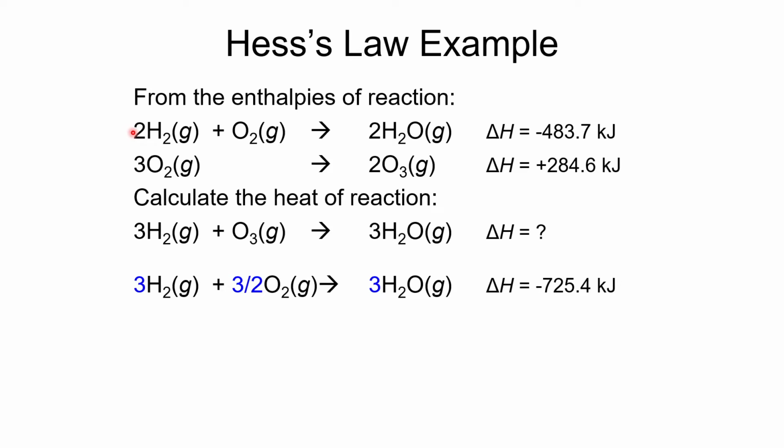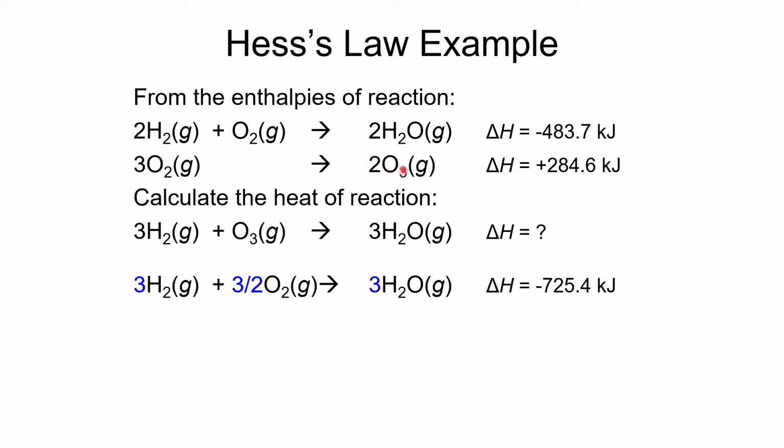When we multiply the top equation by 3 halves, 3 halves times 2 gives us 3. 3 halves times 1 gives us 3 halves. 3 halves times 2 gives us 3. So that took care of our hydrogen. To get the ozone, well, we look on our second equation and we'll see that ozone is there.